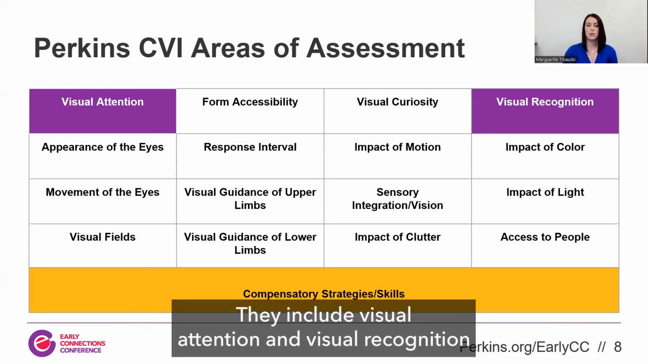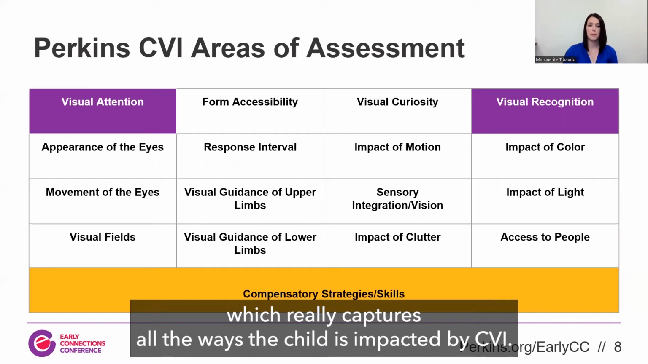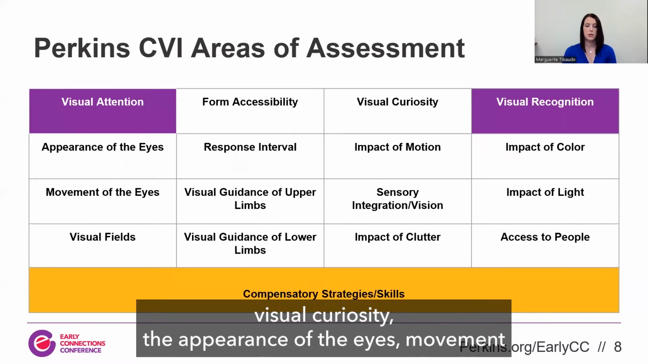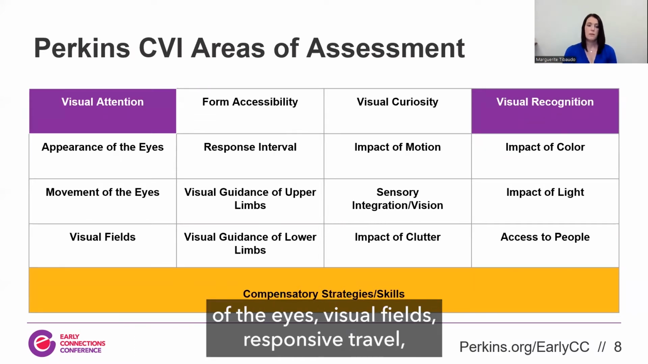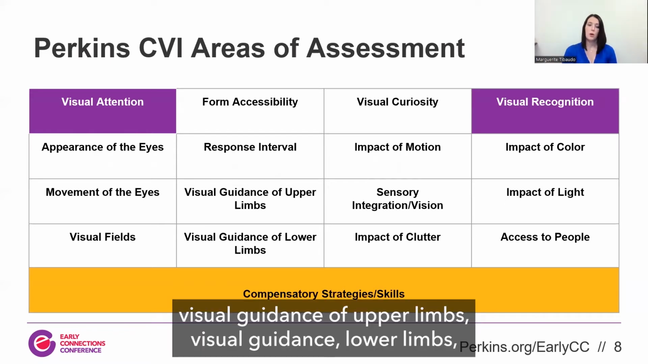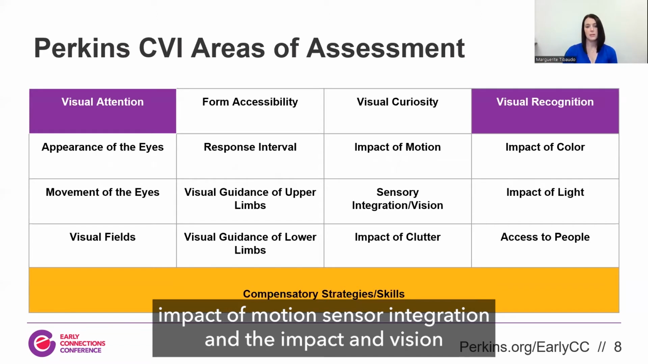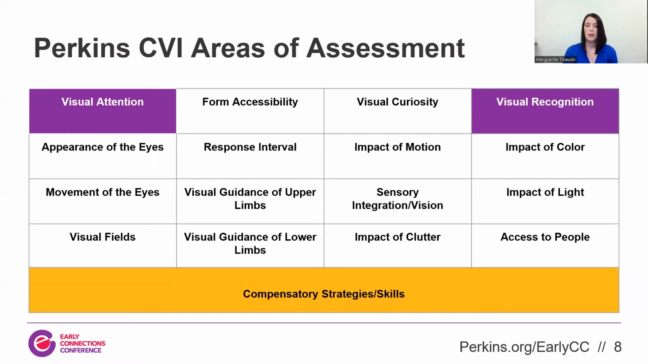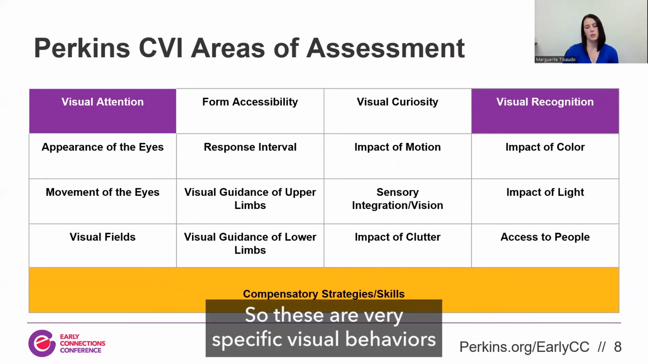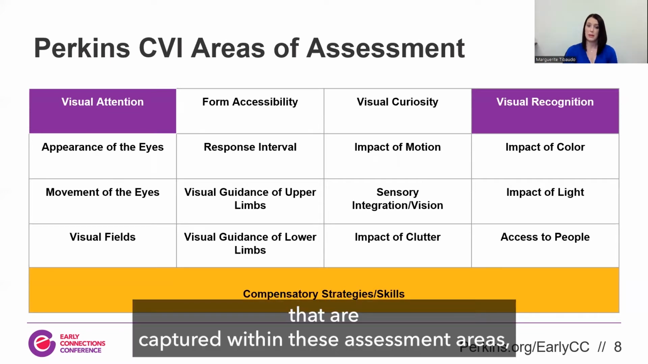They include visual attention and visual recognition, which really captures all the ways the child is impacted by CVI. And all of these areas are impacted by form accessibility, visual curiosity, appearance of the eyes, movement of the eyes, visual fields, response interval, visual guidance of upper limbs, visual guidance of lower limbs, impact of motion, sensory integration, the impact on vision, impact of clutter, impact of color, impact of light, and access to people. So these are very specific visual behaviors that are captured within these assessment areas.